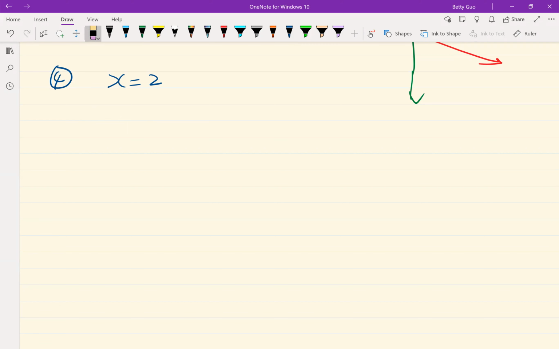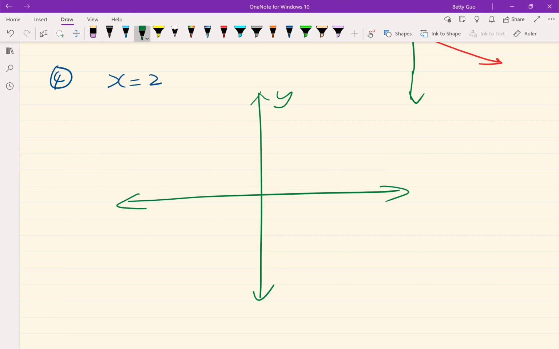It is a linear equation in two variables, so it is a straight line. What kind of straight line is x equals 2? Vertical or horizontal? Vertical. Okay, so it's not very difficult to remember. This is the XOY plane, the rectangular coordinate system. X equals 2, so you look at the x-axis.